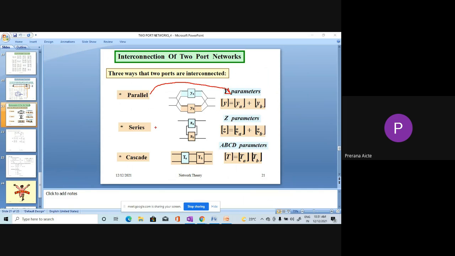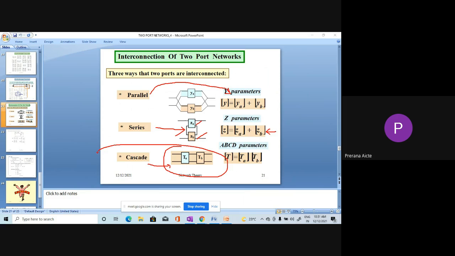Again, series connection of two impedance two-port networks, ZA, ZB. This is one circuit, this is another circuit, and you interconnect these two networks. So the total impedance is Z is equal to ZA plus ZB. For the cascade connection of two networks, TA, TB, you can multiply TA into TB directly. So that is when the networks are cascaded. So, series connection, parallel connection, and cascade connection.